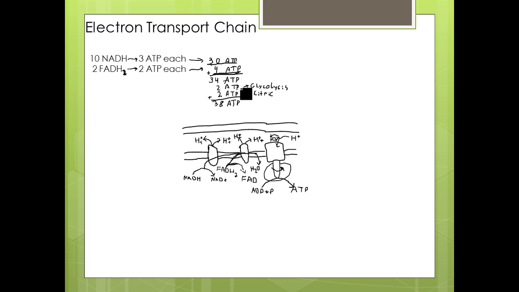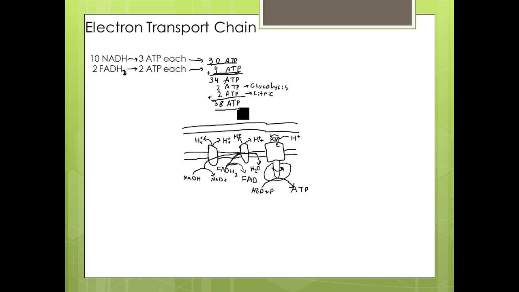And that's where you get the 34 ATP from the electron transport chain, and then you got the 2 from the glycolysis and the 2 from the citric acid cycle, and that's where you get 38 ATP.